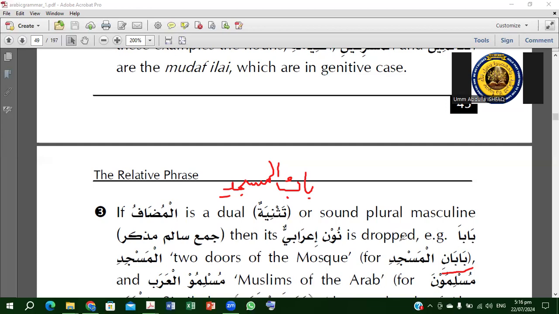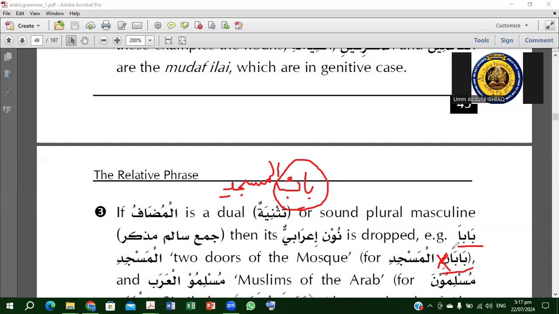I want to say two doors of the masjid. So it would be Babanil Masjidi. Babani, two doors. But we can't say Babani. Why? Because the noon sound has to be removed. This mudaf is never a heavy one. It's always light, and Babani is making it heavy. So what do we do? We remove the noon. We say Babal Masjidi, right? So when you say Baba, it means this is light, and that's why it is Masjidi. So the noon has been dropped to make it light. Babal Masjidi means two doors of the mosque.